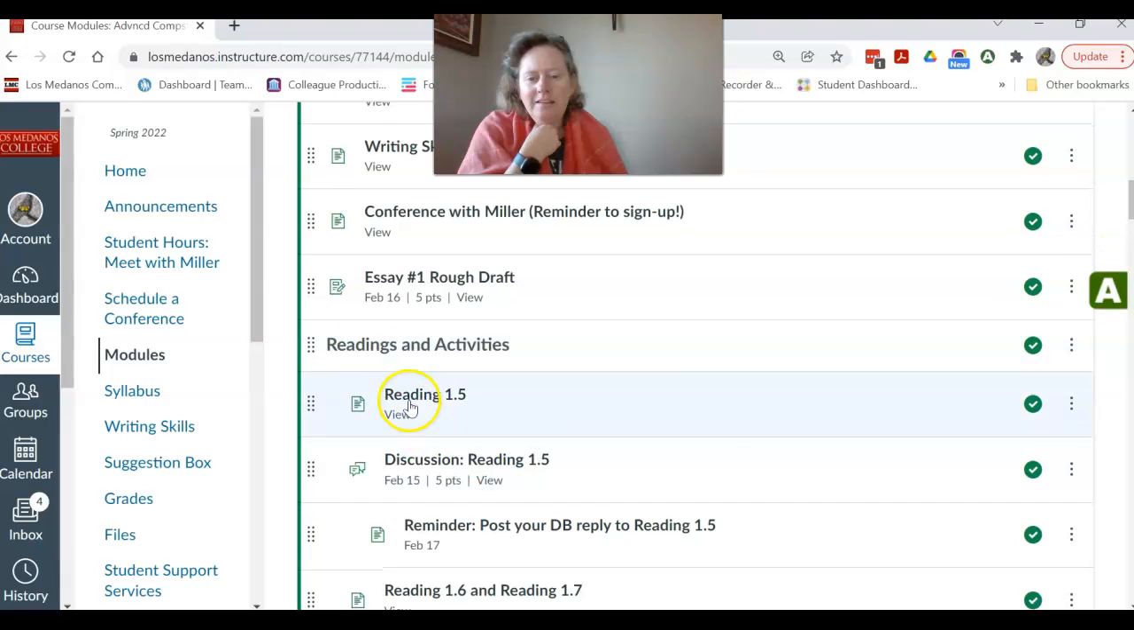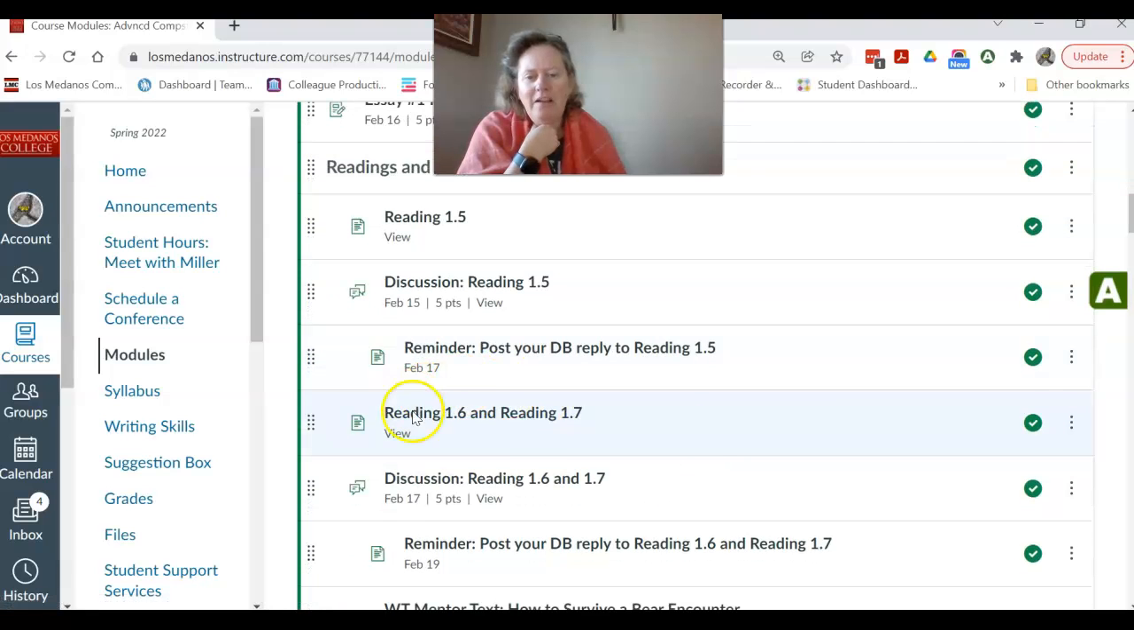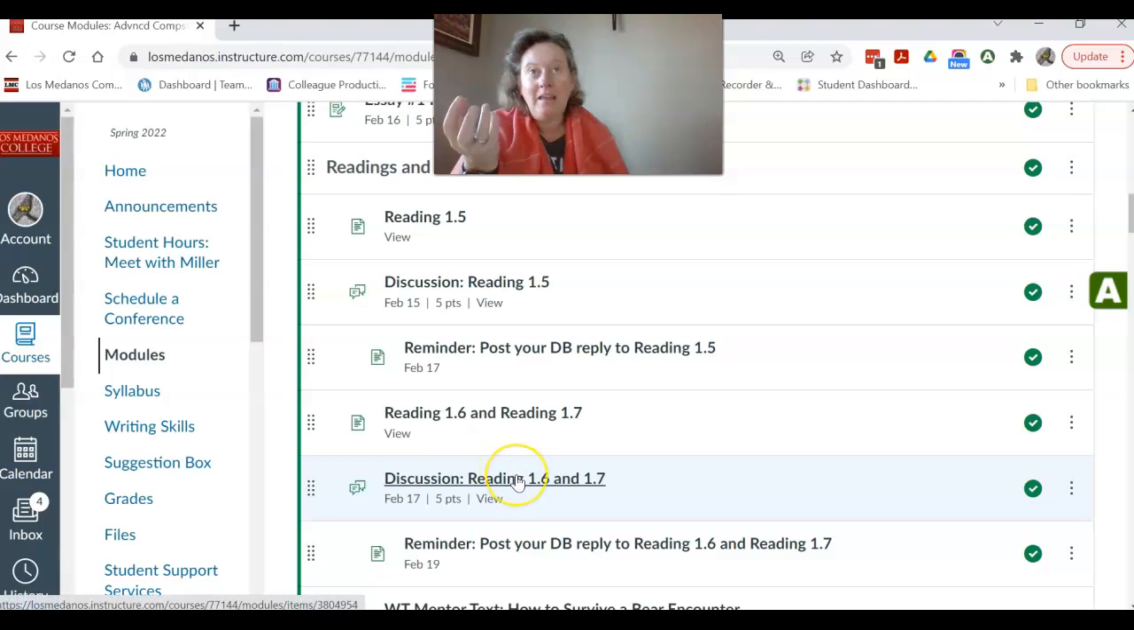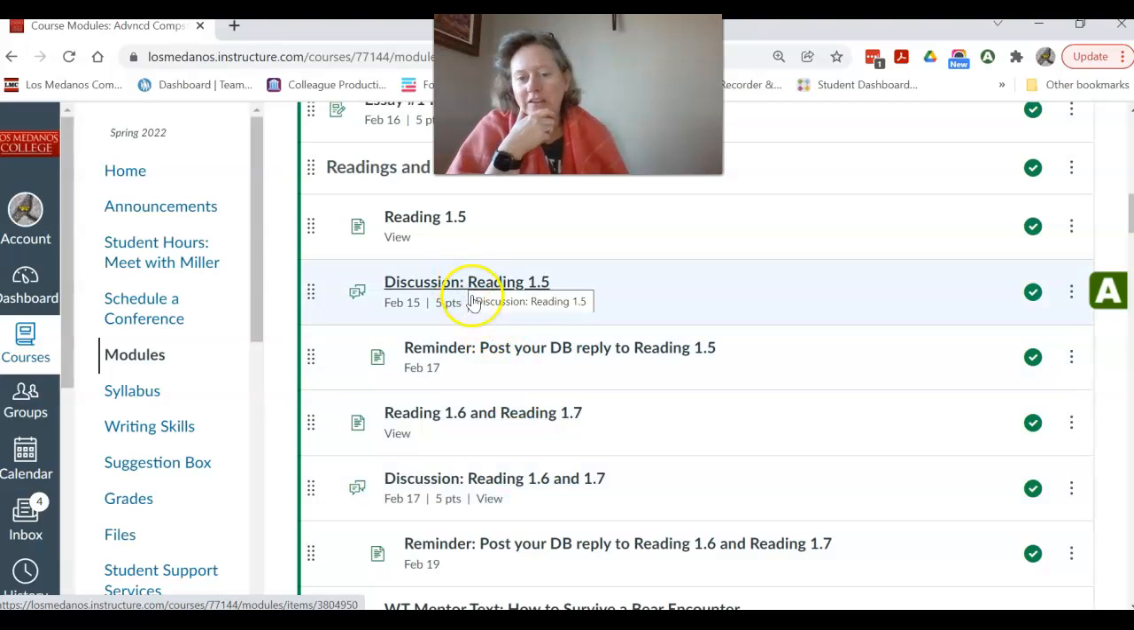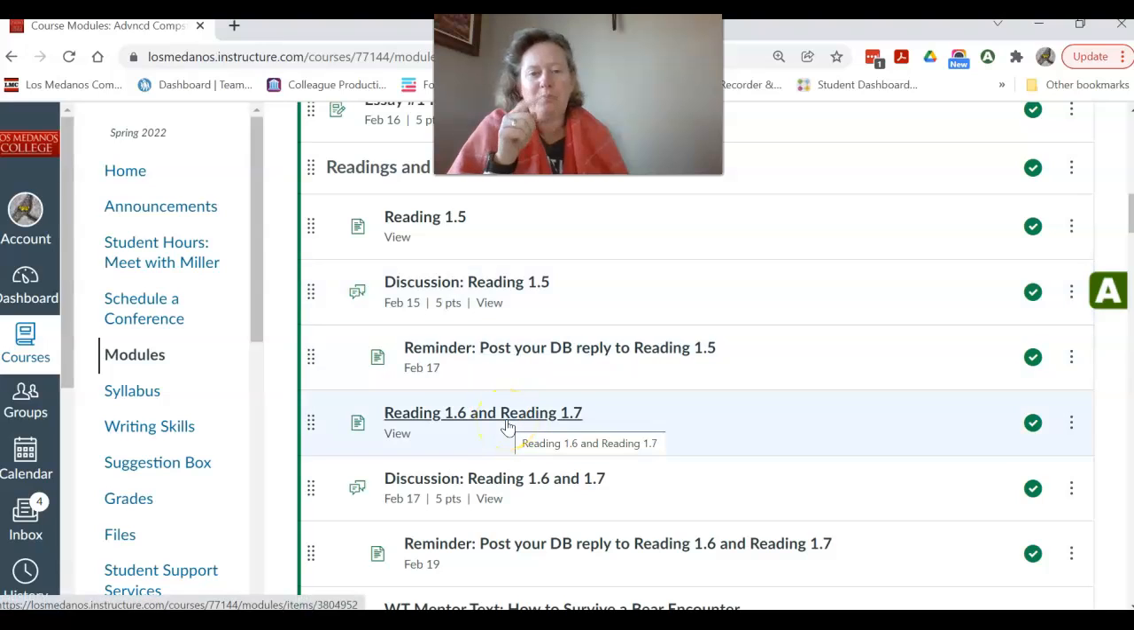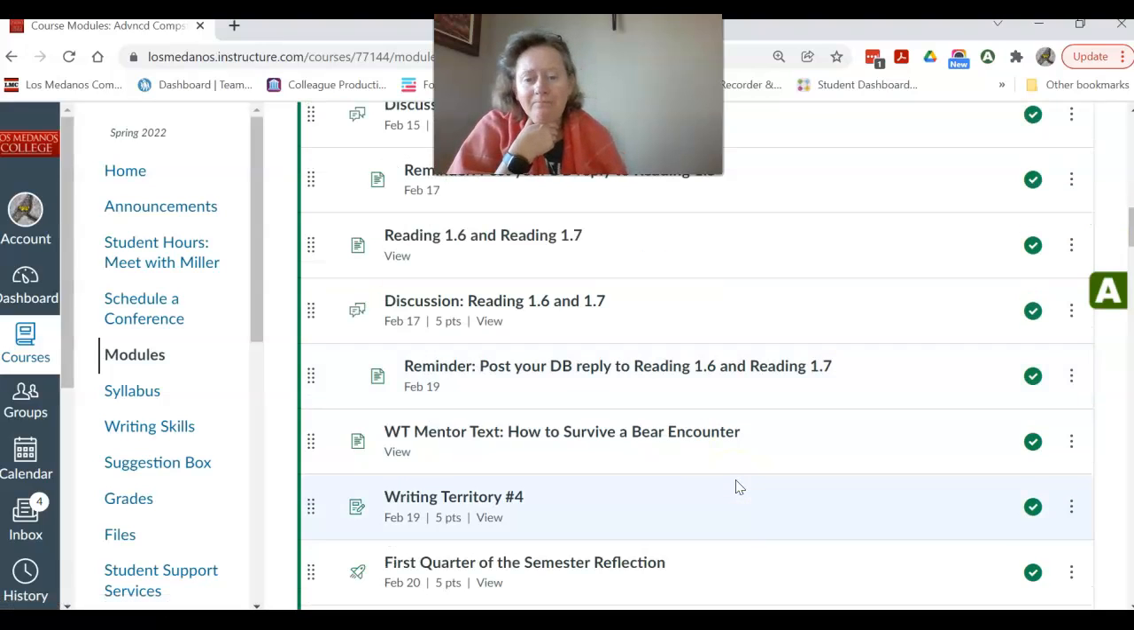You have 2 readings this week. The first reading 1.5, and then 2 shorter ones, 1.6 and 1.7. And keep in mind that all of these readings are designed to give you information and various perspectives and lenses that are all related to essay number 1 and the topic. So what I would almost encourage you to do is to read these articles before you start your rough draft in earnest. And that way you can possibly incorporate them.